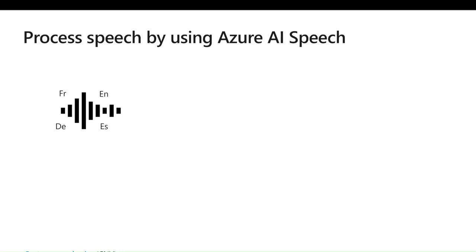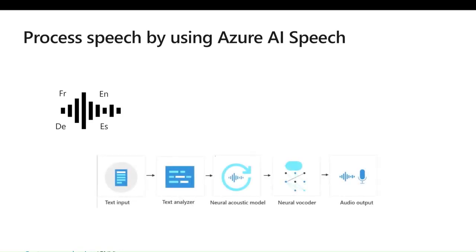The custom neural voice consists of three major components. First, the text analyzer, the neural acoustic model, and the neural vocoder. To generate neural synthetic speech from text, text is first input into the text analyzer, which provides output in the form of a phoneme sequence. A phoneme is a basic unit of sound that distinguishes one word from another in a particular language. A sequence of phonemes, that's phoneme, in case you're curious, defines the pronunciation of the words provided in the text.